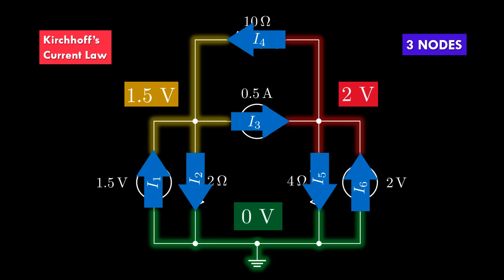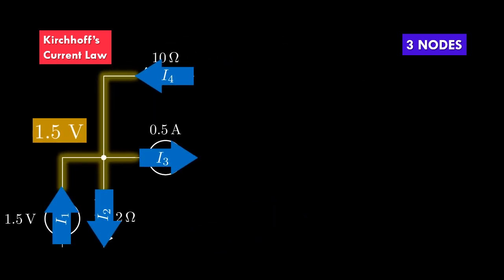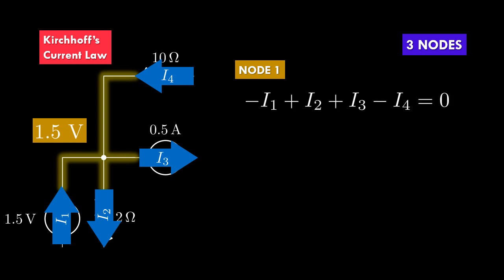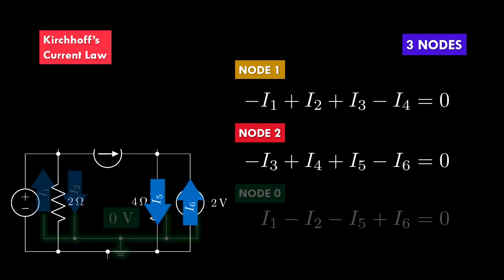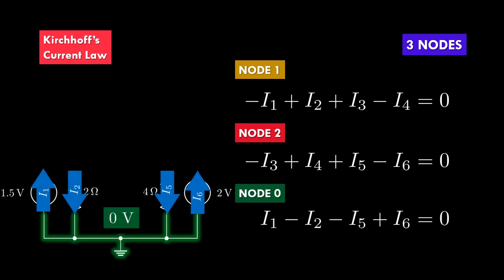We have already figured out the voltages. So let's focus on this one node and try to write KCL equation for it. Let's call this node 1. Because I1 and I4 are entering the node and I2 and I3 are exiting the node, we will have this equation. So this is our node equation for node 1. Next, for node 2, we have this equation. And for node 0, we will have this equation.